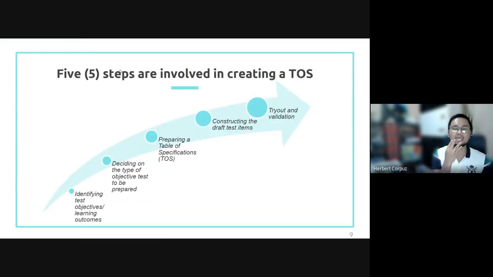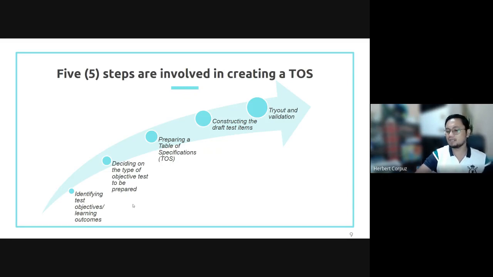So these are the 5 steps involved in creating a table of specifications. First, you identify the test objectives and learning outcomes first, yung sinabi natin kanina. Then after identifying the test objectives and learning outcomes, you decide on the type of objective test to be prepared.